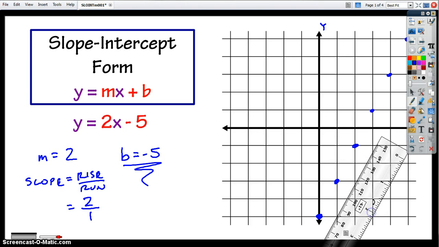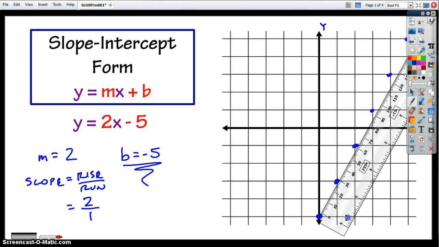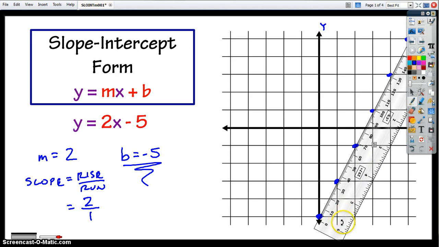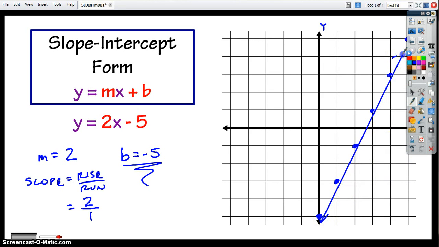We'll just borrow the ruler here and draw a line connecting the points. Okay, and so that's, oops, it's off a little bit, but you get the idea. So this is how we use slope-intercept form as a shortcut from going straight from the equation to the graph and skipping the table.